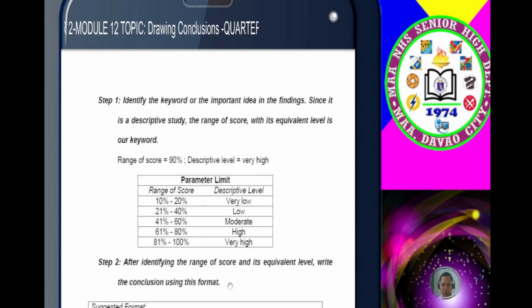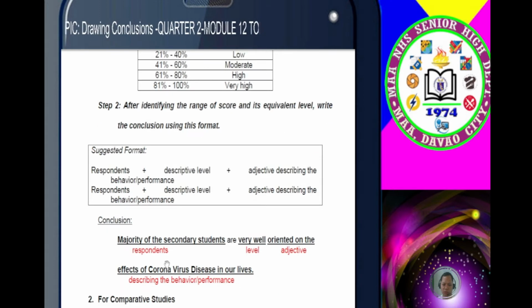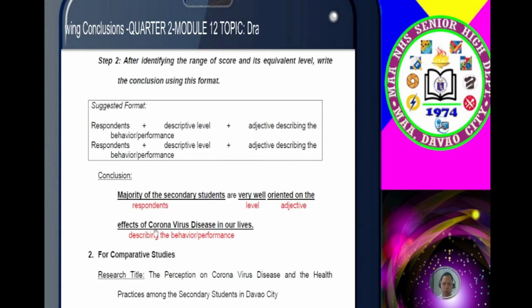After identifying that, you can now have your conclusion in this format: respondents plus descriptive level plus adjective describing the behavior or performance. This is an example of the conclusion.